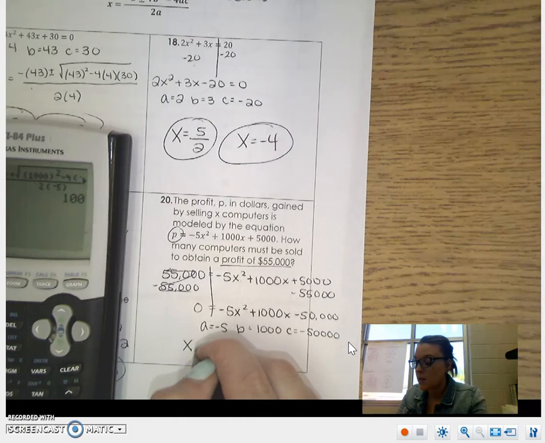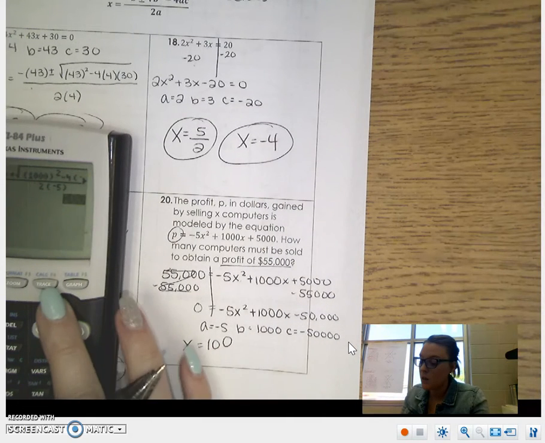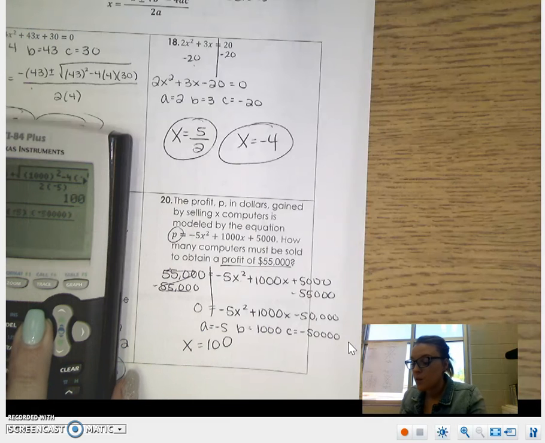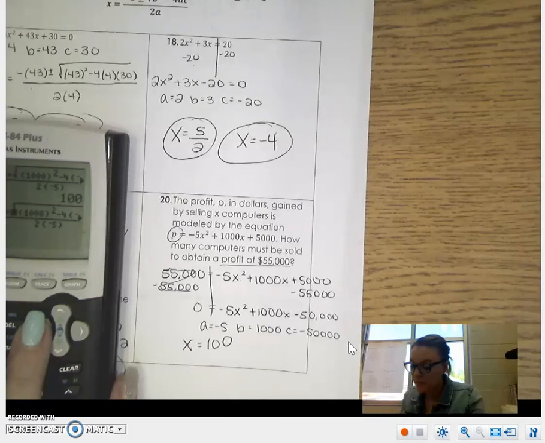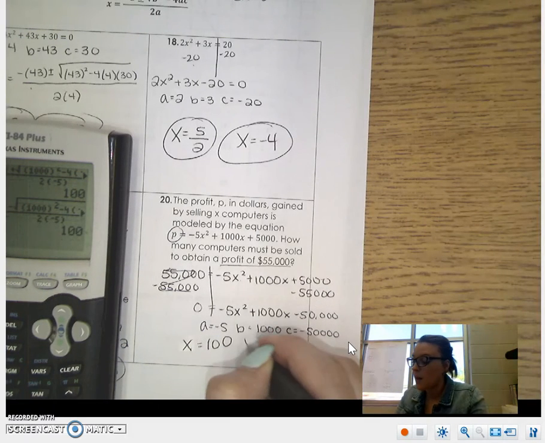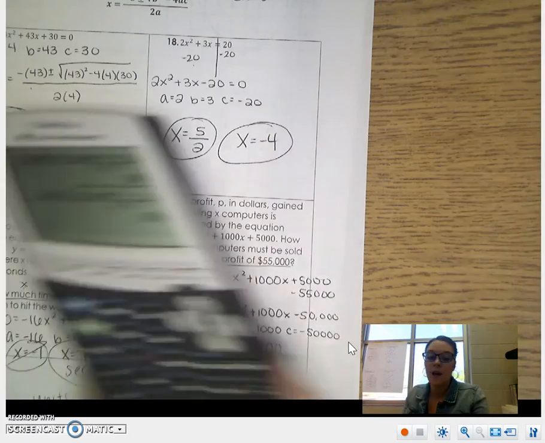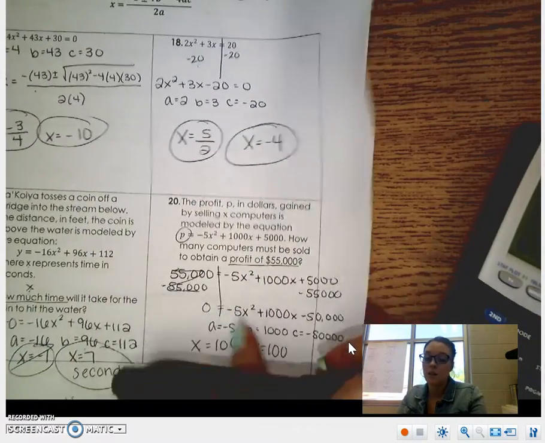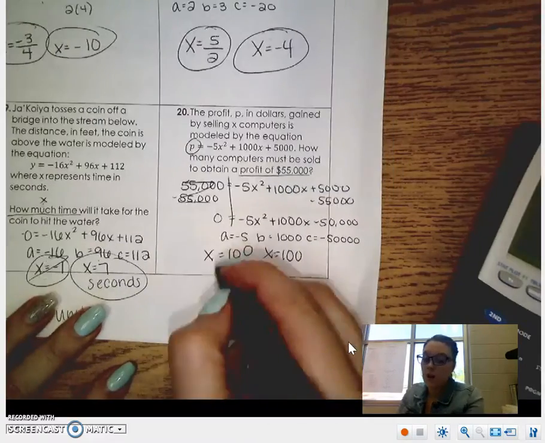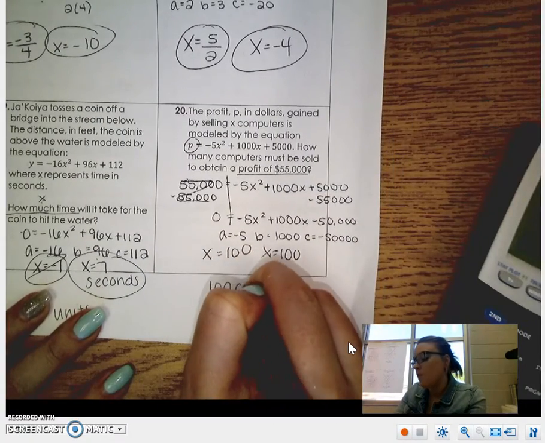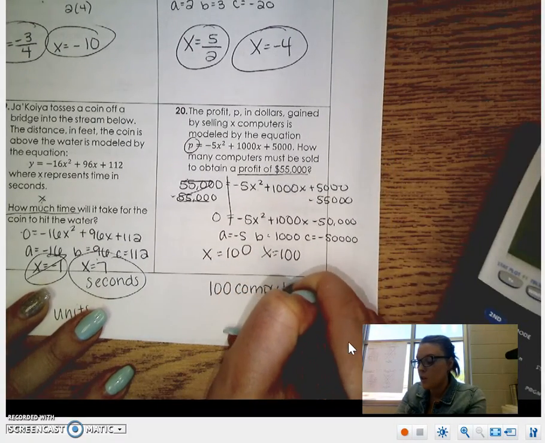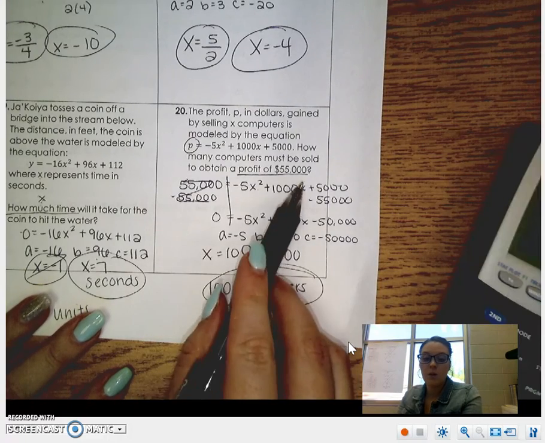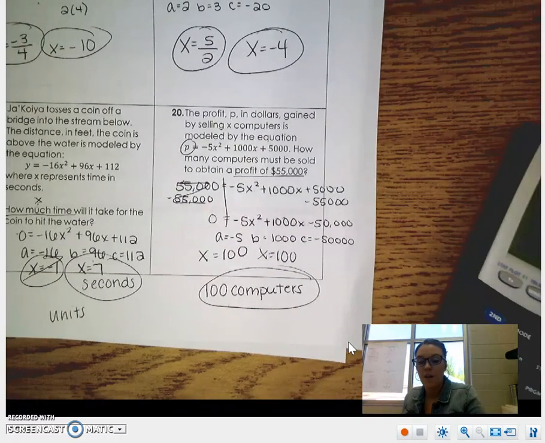And I get x equals 100. Go up, change it to a minus sign. And I get x equals 100 again. That tells me that this graph right here only has one x-intercept, which would be at the value x equals 100. So my final answer would be 100 computers. After the company sells 100 computers, they will reach a profit of 55,000.